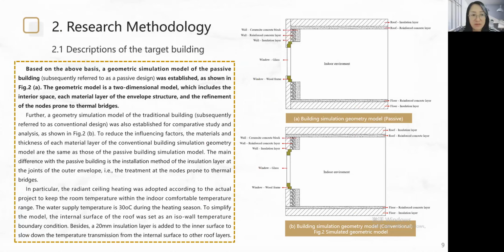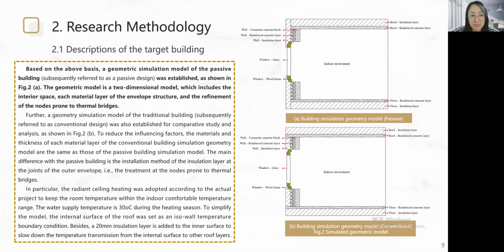Further, a geometric simulation model of the traditional building was also established for comparative study and analysis, as shown in Figure 2b. To reduce the influencing factors, the materials and the thickness of each material layer of the conventional building simulation geometric model are the same as those of the passive building simulation model.